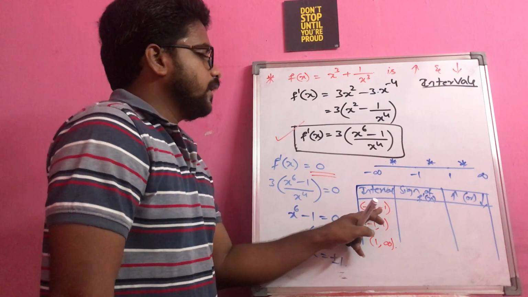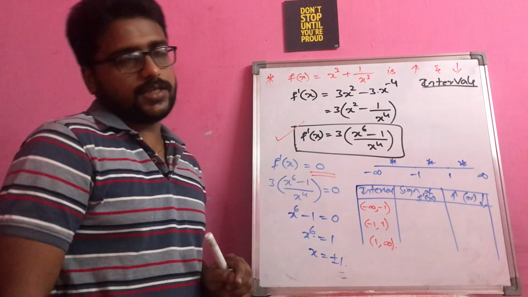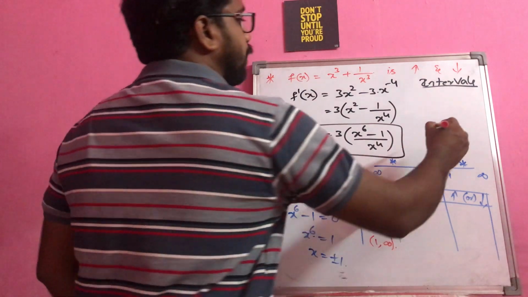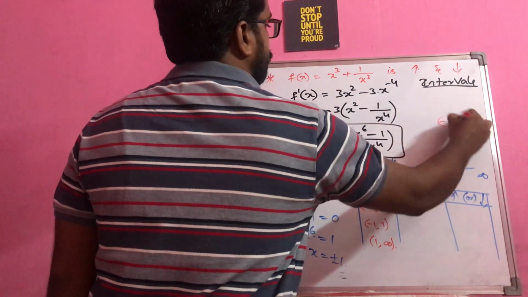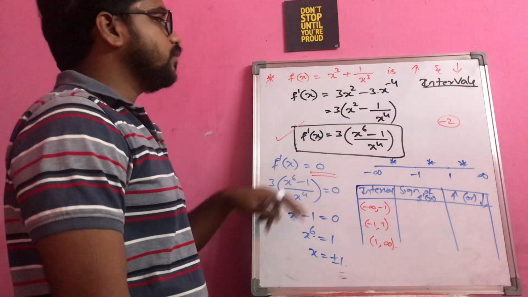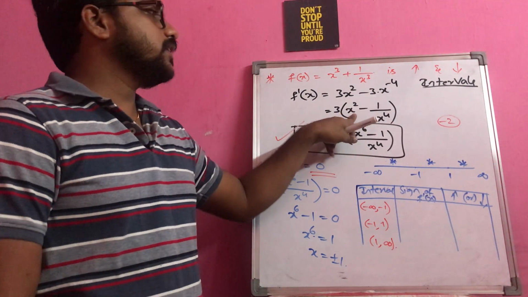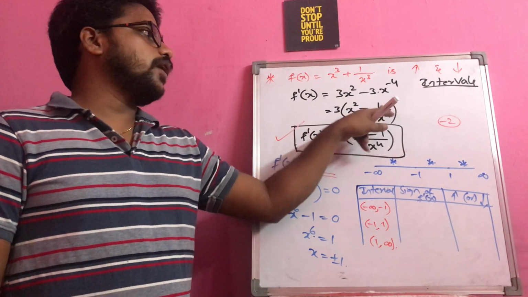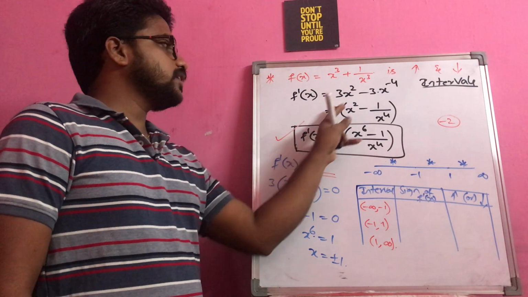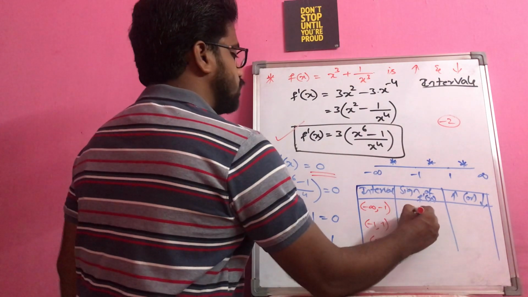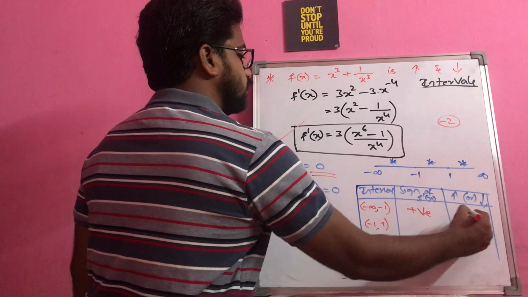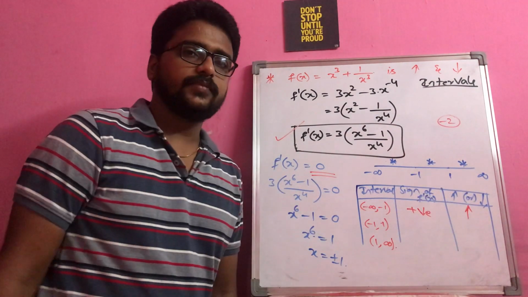Now see here, in between minus infinity to minus 1, let us say I am taking a point something like minus 2. Okay. So now try to substitute minus 2 here. This is 4 and this is 1 by 16. So obviously this entire term will become positive, indicating that the function is increasing, right?